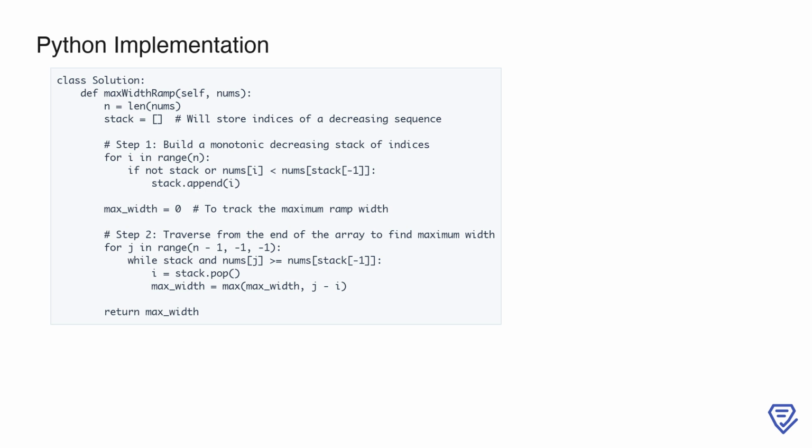Complexity analysis. Time complexity. The first loop runs O(n) to build the stack. The second loop also runs O(n), as each index is pushed and popped from the stack at most once. This results in a total time complexity of O(n). Space complexity. The stack uses O(n) space in the worst case, making the overall space complexity O(n). This approach efficiently handles the constraints of the problem and guarantees the correct result in linear time.